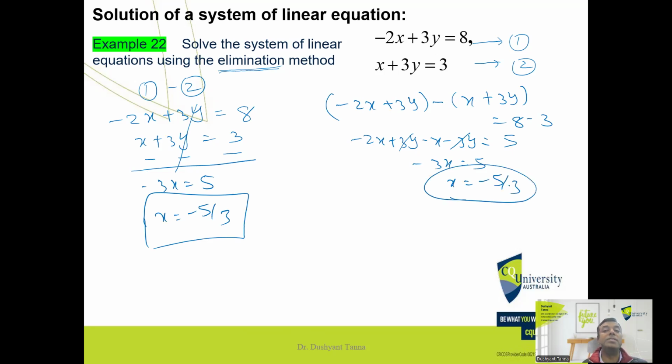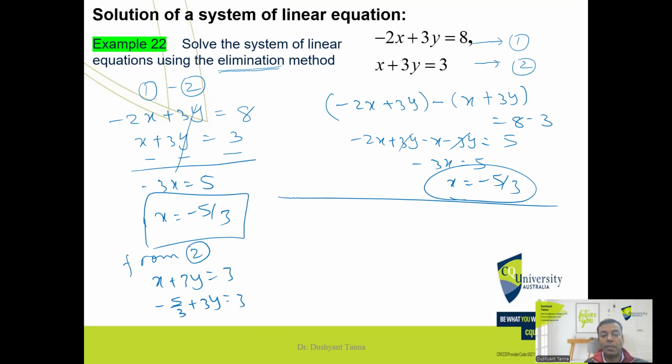Once you get your x, the choice is yours, either 1 or 2. I go for 2 because 2 has x alone. x plus 3y is 3, so minus 5 on 3 plus 3y is 3. From here, 3y is equal to 3 plus 5 on 3, in other words, 14 over 3. And therefore, y is 14 over 9.